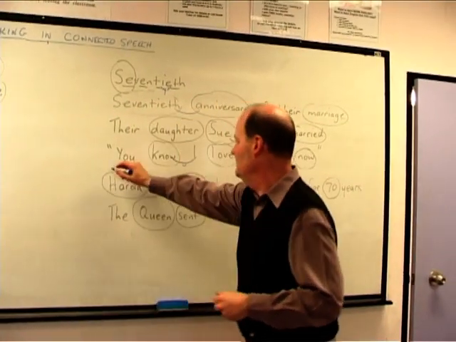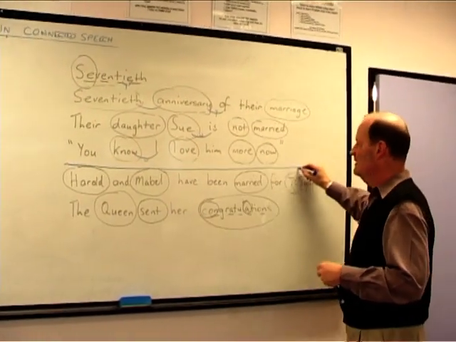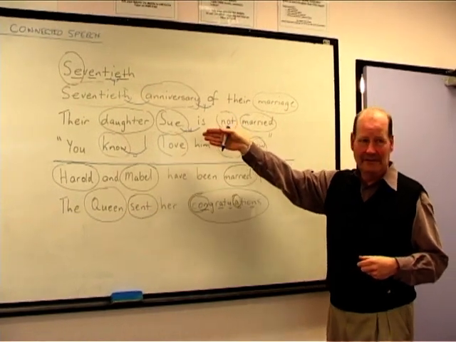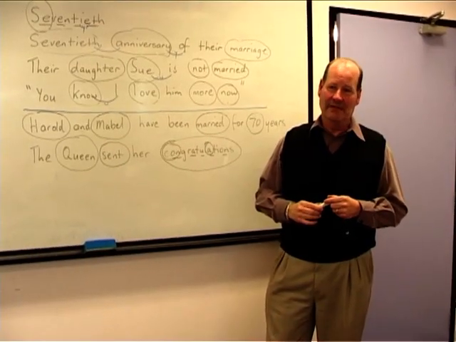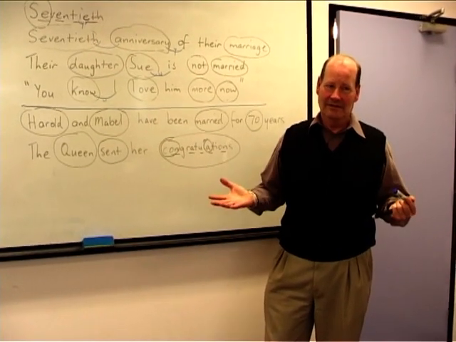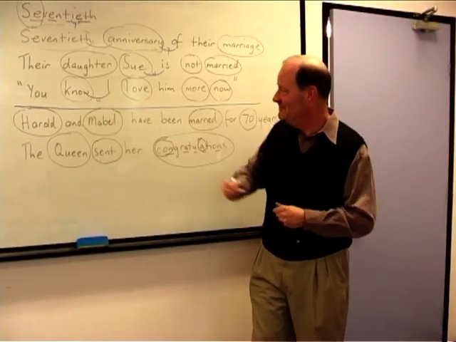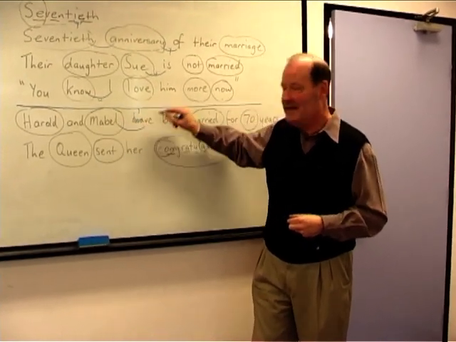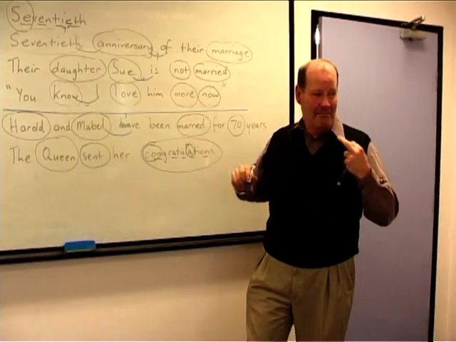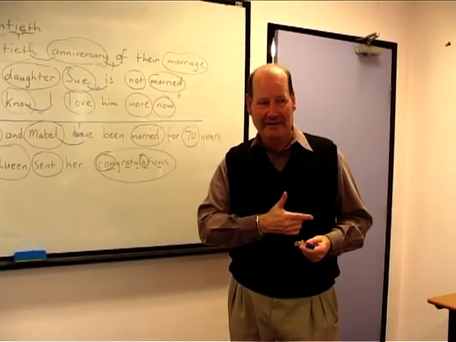Okay. Have a look over here. In here we were looking at the vowels. Down here we want to see what consonants disappear. Harold and Mabel have been married. Which consonant disappears? H. Yeah. That's right. That goes away. Mabel of. Harold and Mabel have been married.